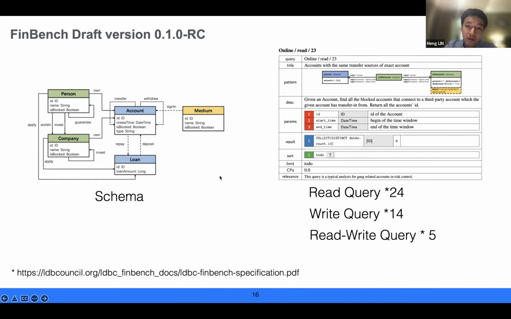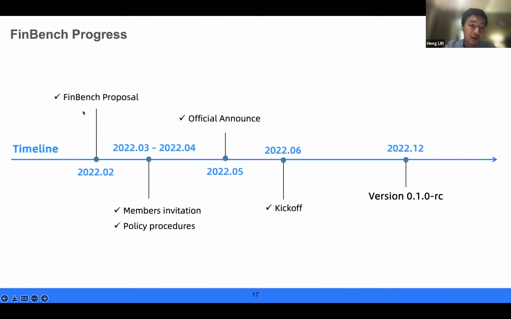And if anyone is interested, you can find this draft in the public link. We have put the specification in GitHub. And the progress: the financial benchmark proposal was proposed in February this year, but we have prepared this work last year and done a lot of pre-work.